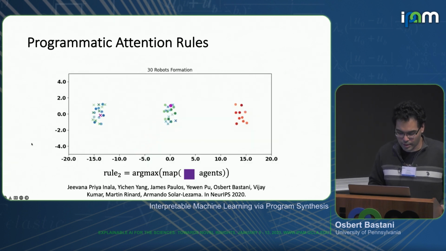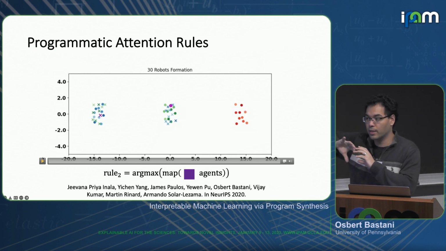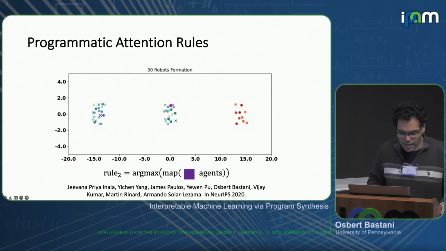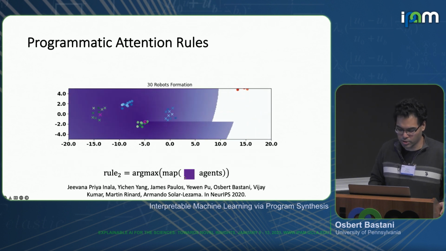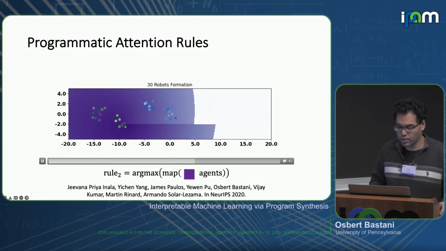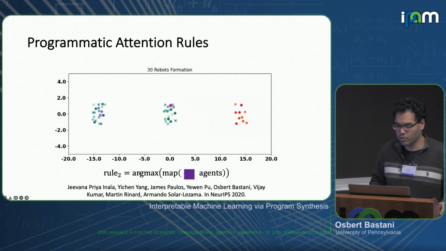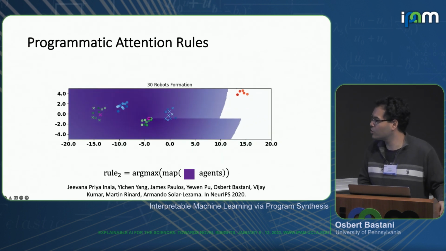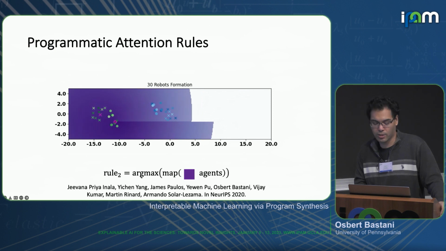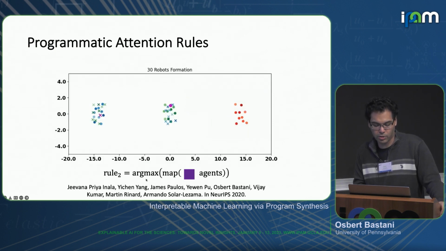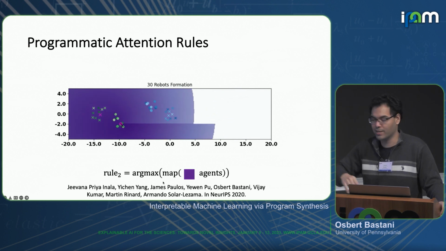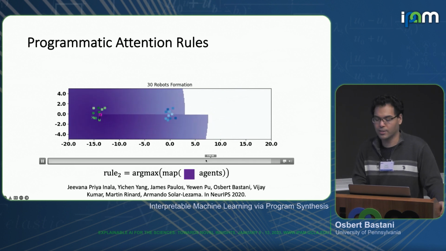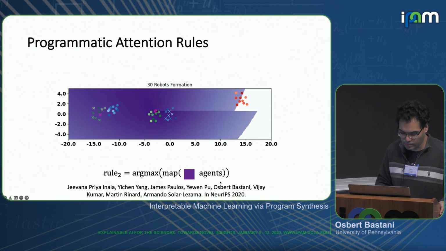The second rule is a bit simpler. You're just communicating with basically the closest agent. Here, you're computing the distance to every other agent and the negative distance to every other agent. Then you have this argmax operator in your domain-specific language that captures the idea that you want to choose the agent that maximizes some metric. So that's going to be the closest agent.